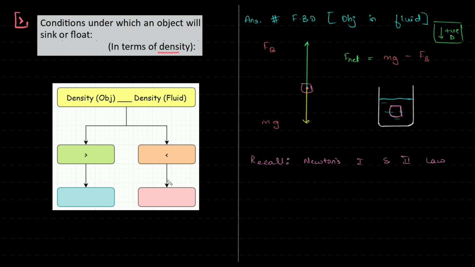Now we will need to answer the same in terms of density. So up front, I'll give you the answer. Density of the object, if it's more than density of the fluid, what happens? The object will sink. If it's less than, it will float. Okay, so this is something that we have to keep in mind.